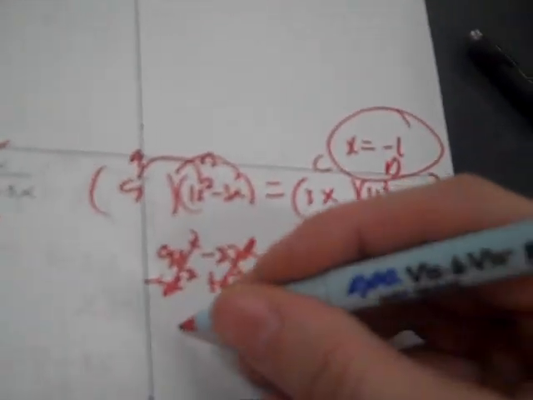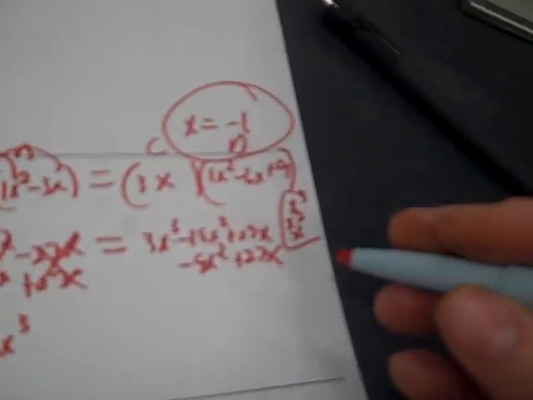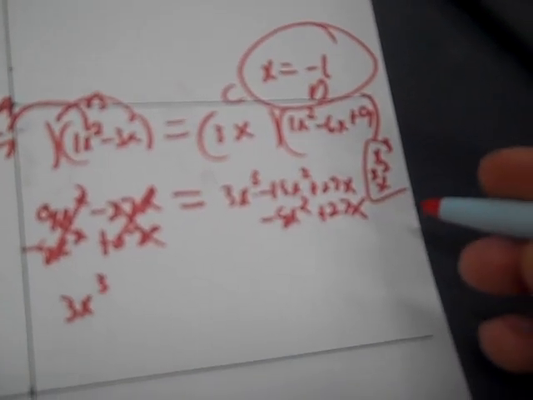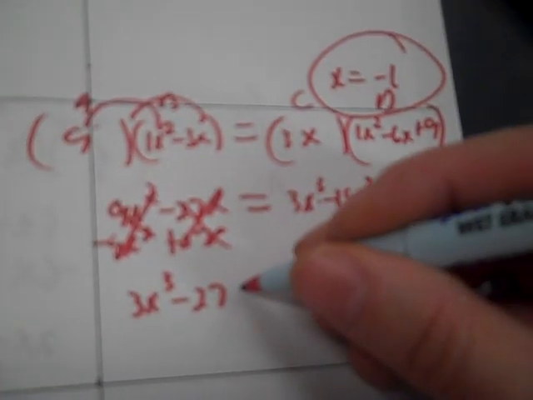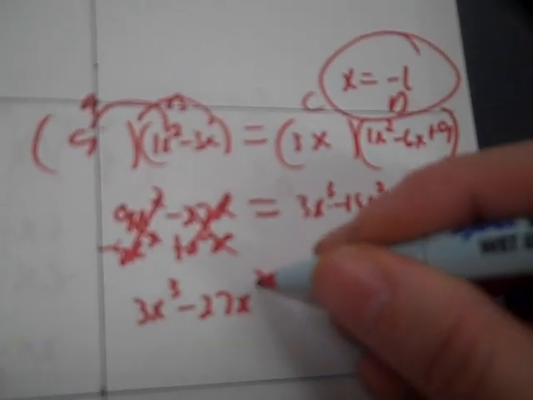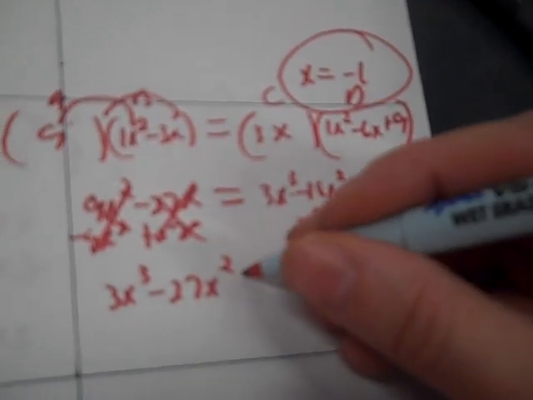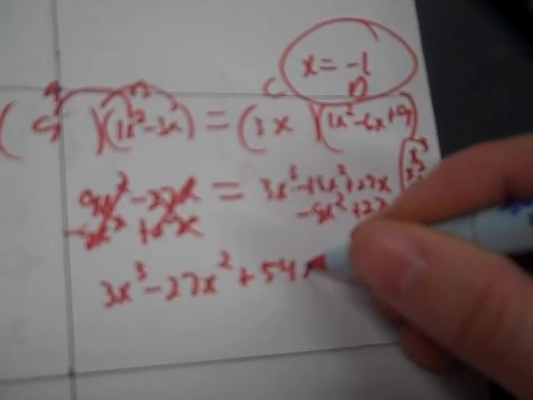So now we have 3x to the third. Negative 18 minus 9 is negative 27. And that would be x to the second. And that would be plus 54x.